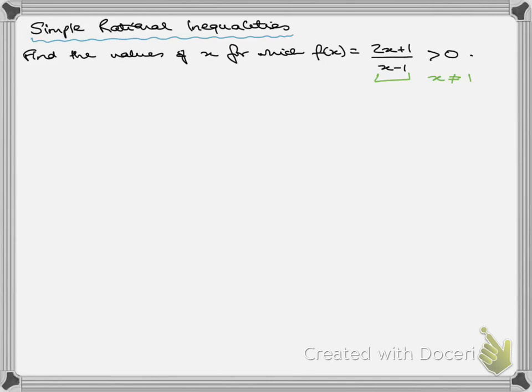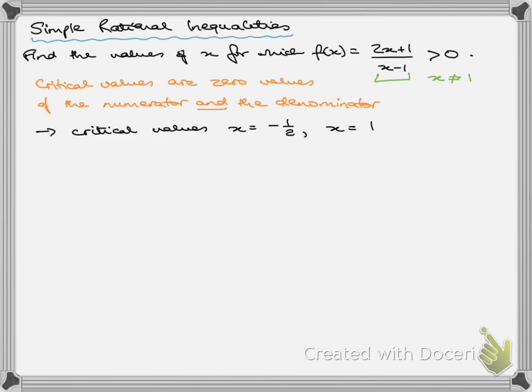Please note, as soon as you see a rational function, you are immediately supposed to think of, hey, what are the restrictions on my domain? What values can x not take? Remember, you cannot divide by 0. So in this case, x cannot be equal to 1. For a rational function, the critical values are the 0 values of both the numerator and the denominator. So in this case, the critical values would be x is equal to -1/2 and x is equal to 1.